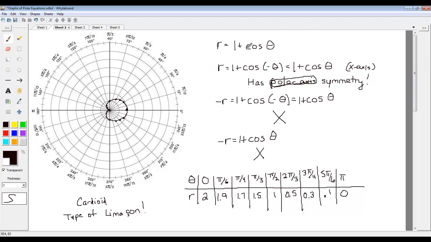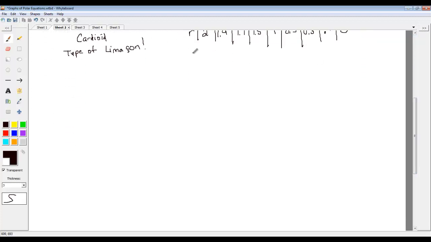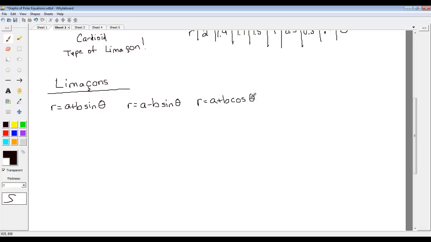you've got an equation here of the form r equals a plus b cosine theta. If you have equations of that form, or replace that with sine, then you have these limaçons. You can have r equals a plus b sine theta. You can have r equals a minus b sine theta. You can have r equals a plus b cosine theta. You can have r equals a minus b cosine theta. And in all of these, a and b are greater than 0.